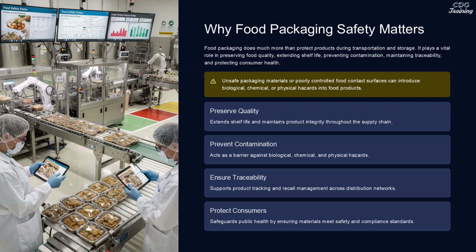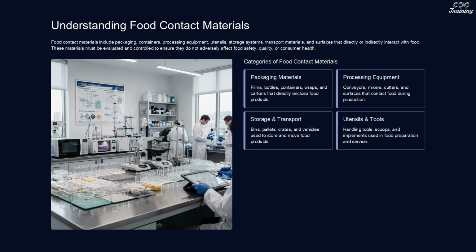Food packaging plays a vital role in preserving food quality and preventing contamination. Poorly controlled food contact surfaces can introduce hazards into food products. This section will cover how packaging ensures quality, prevents contamination, and protects consumers. Understanding food contact materials is essential as they directly or indirectly interact with food. This section categorizes materials like packaging, processing equipment, and utensils, ensuring they don't adversely affect food safety or quality.